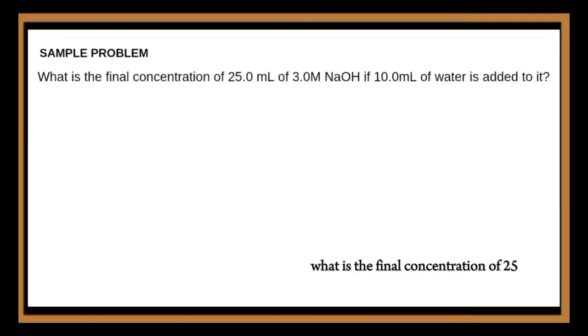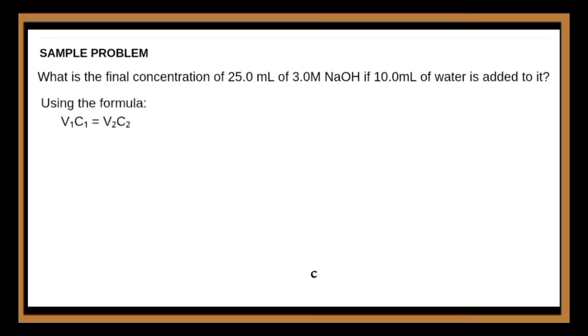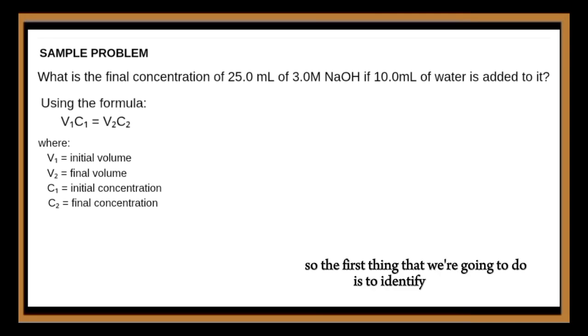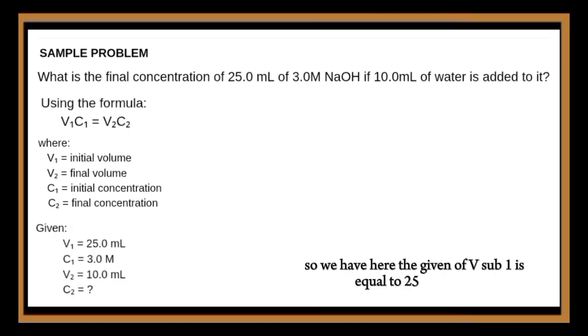For the second sample problem, what is the final concentration of 25 milliliters of 3 molar sodium hydroxide if 10 milliliters of water is added to it? Using the formula V sub 1 C sub 1 is equal to V sub 2 C sub 2, where V sub 1 is the initial volume, V sub 2 is the final volume, C sub 1 is the initial concentration, and C sub 2 is the final concentration, which is what we are going to solve now. So the first thing that we're going to do is to identify the given from the problem. So we have V sub 1 is equal to 25 milliliters, C sub 1 is 3 molar, V sub 2 is 10 milliliters, and C sub 2 is our missing.